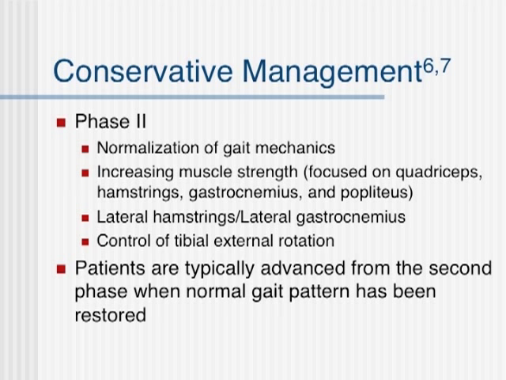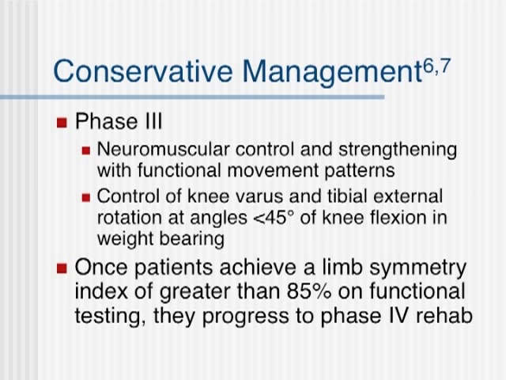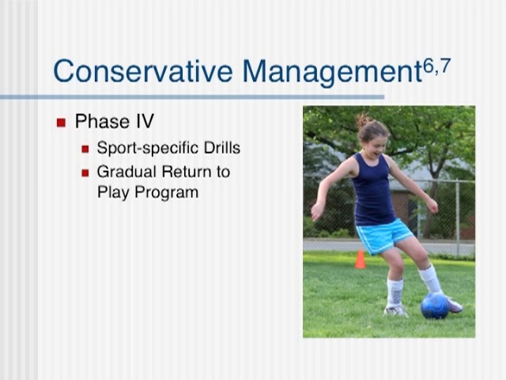Once the prerequisites are met, they enter into phase 2, and then again you'll see the prerequisite there at the bottom for entering into phase 3. Phase 3, neuromuscular control and strengthening with functional movements. And then you see once the patient has achieved a limb symmetry index greater than 85% on functional testing, they can progress to phase 4. And phase 4 is the sport-specific rehab.